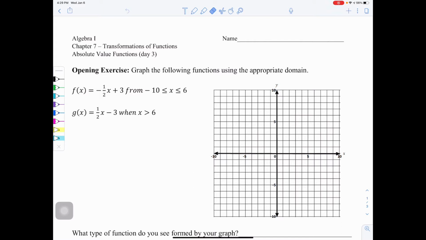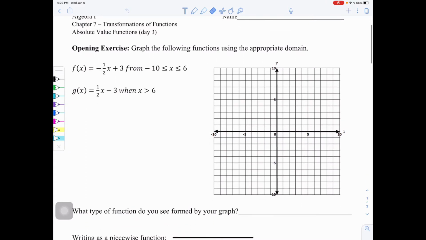I would suggest you use your graphing calculator to create the table of values, and you are allowed to pick coordinates that would be easy for you to graph. Once you have graphed those two, you're going to answer the question underneath: what type of function do you see formed by your graph? And then you will be done with the opening exercise. At this time, pause the video and please try the exercise on your own and resume when ready to go over the answers.